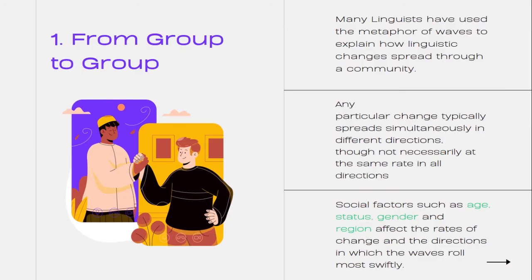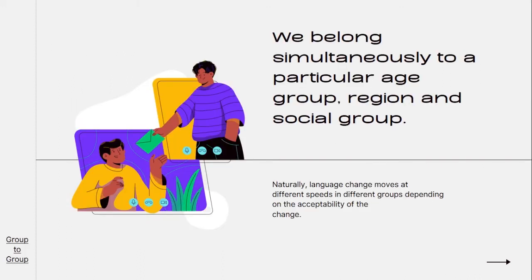The first one is group changes. Many linguists have used the metaphor of waves to explain how linguistic changes spread through a community. Any particular change typically spreads simultaneously in different directions, though not necessarily at the same rate in all directions. Social factors such as age, status, gender, and region affect the rate of change and the direction in which the wave rolls most swiftly. Moreover, in any speech community, different sets of waves intersect.